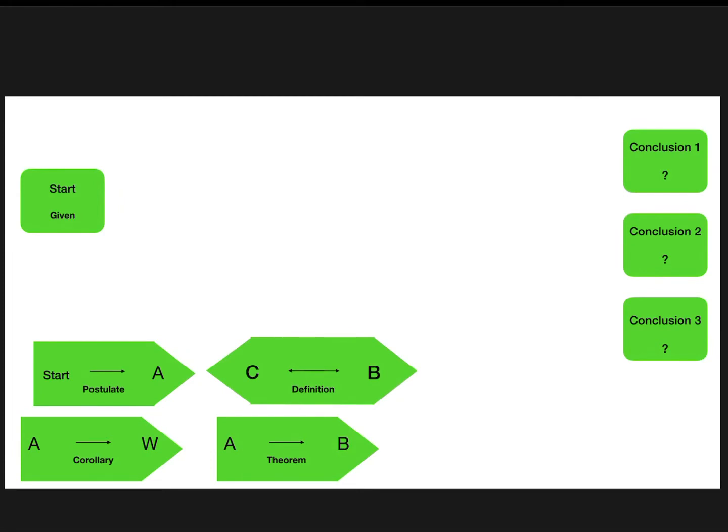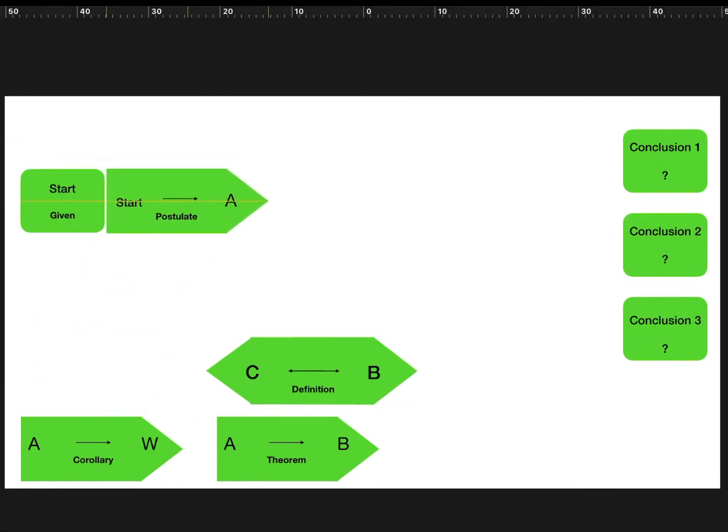So how are we going to get from the start to the conclusion? What we're going to do is take these little postulate definition cards down here. They're just little rules, and we see if we can make a logical connected path. And so which of these cards might connect to start? How about this one that says start leads to A? It's a postulate, it's a rule that says start leads to A.